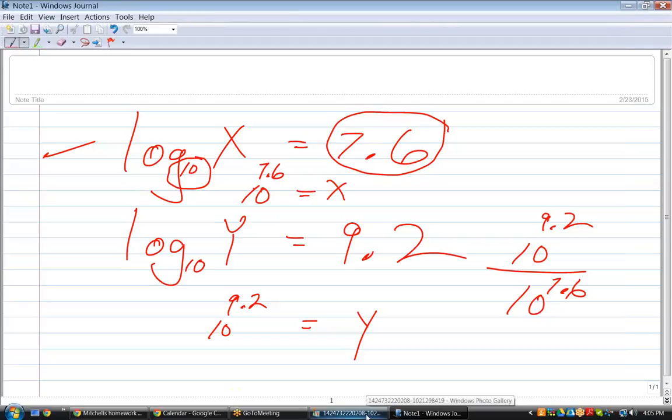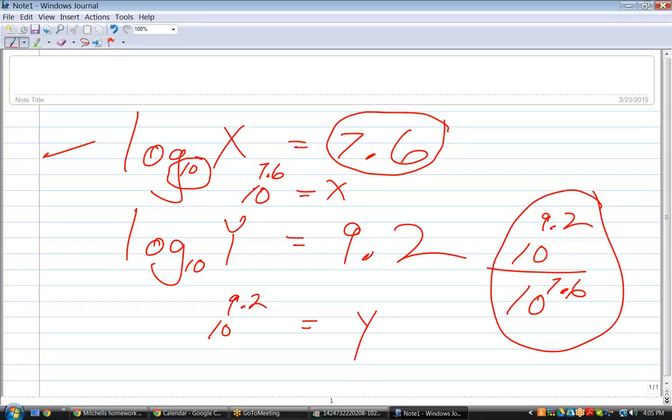Hold on, let me look at the question. How many times more severe? So what would that answer be? What's 10 to the 9.2 divided by 10 to the 7.6? Should I do it on a calculator? No, or subtract the exponents. You got a common base. Oh yeah, so just 1.2. 1.6. Oh yeah, 1.6.